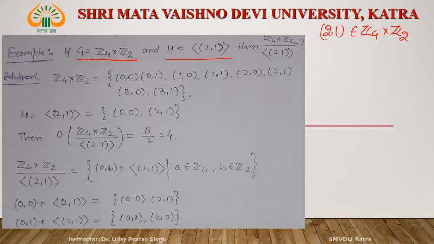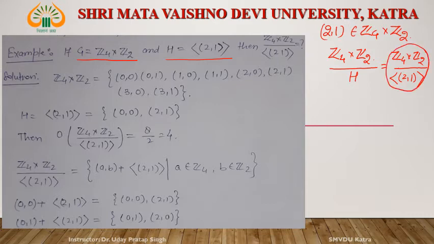Then what is the structure of this factor group, Z4 cross Z2 by H? That is, Z4 cross Z2, and what is H? H is generated by (2, 1). Right? What is the structure of this? We have to find out the structure of this.